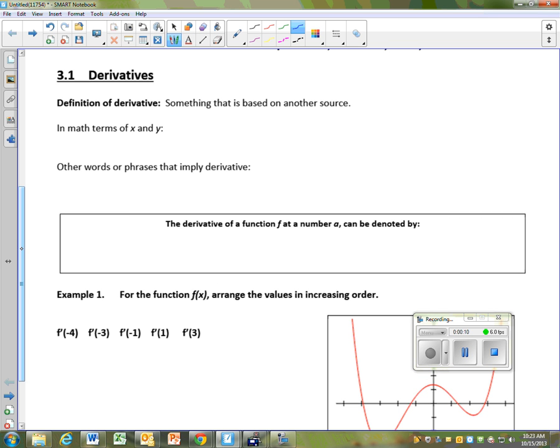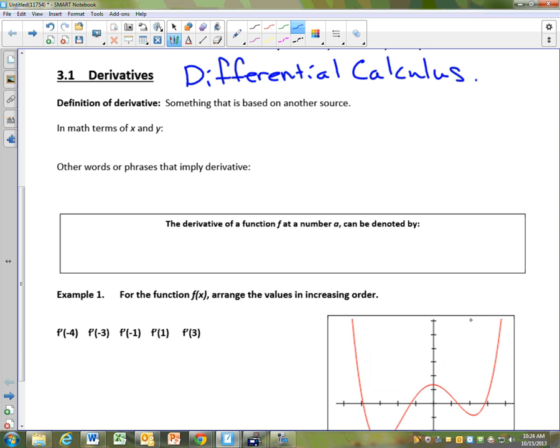Here's your introduction, differential calculus. So this is where the term comes from, differential calculus, that we find derivatives. And a differential relates to the word derivative. Definition of derivative, if you look it up, it says something that is based on another source. So, you know, how about this?